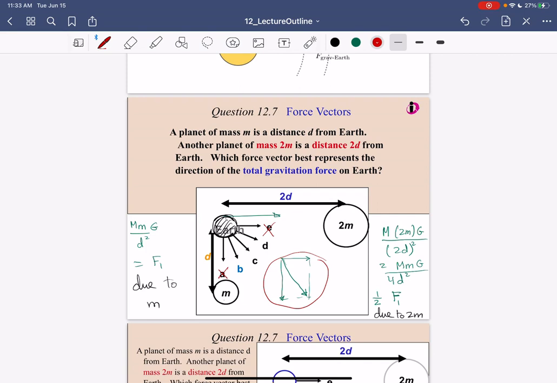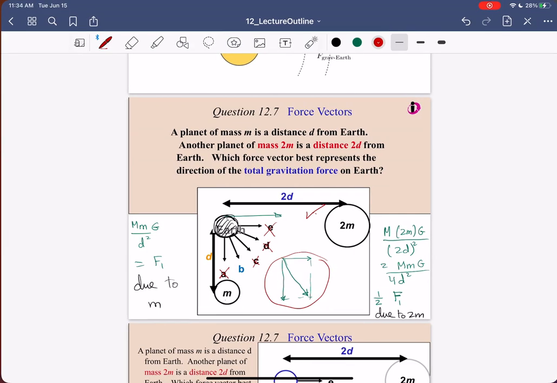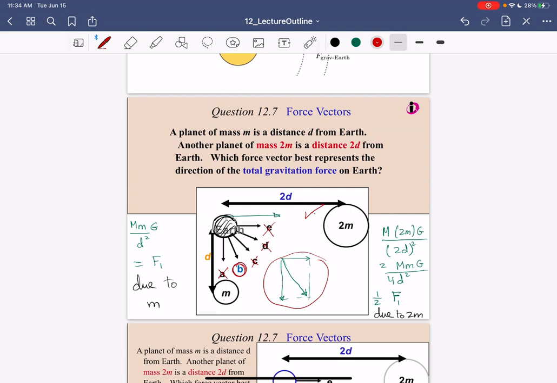But also more information. C is not correct, because C would represent when the two forces are equal. D is also not correct, because D would be the resultant if this force here were going to be more. But we know that the force due to M is more, so B is the correct answer.